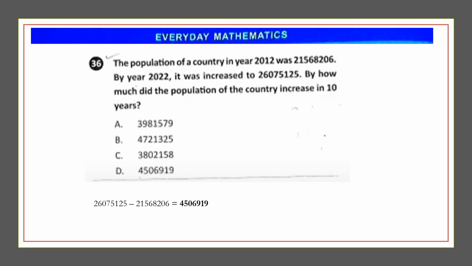Now we are in the everyday mathematics section. Question number 36. The population of a country in 2012 was 2 crore 15 lakh 68,206. By the year 2022 it increased to 2 crore 60 lakh 75,125. By how much did the population of the country increase in 10 years? So we need to subtract the population in 2012 from the population in 2022. After subtraction we will get this one, which is the same as option D.